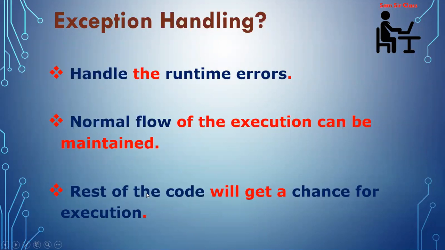The rest of the code, which is outside the try block, will get a chance for execution. Because of abnormal termination, after the point where the exception is generated, none of the statements are going to be executed. But using the try catch block, the rest of the code will also get a chance to execute.